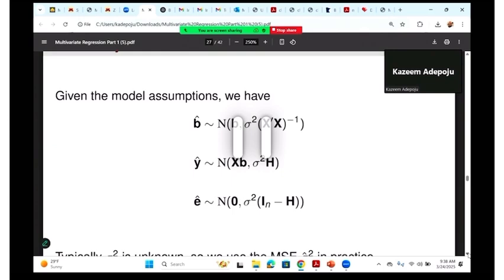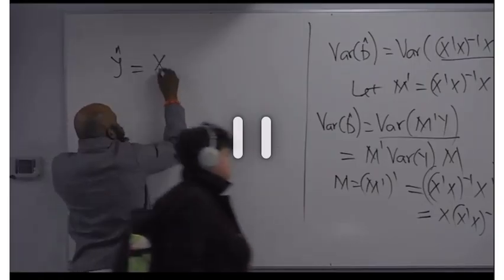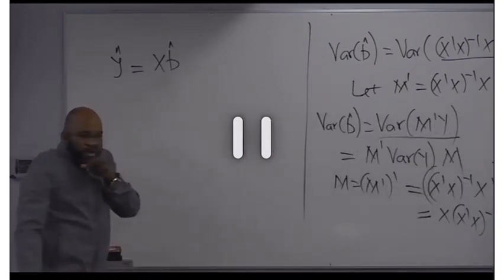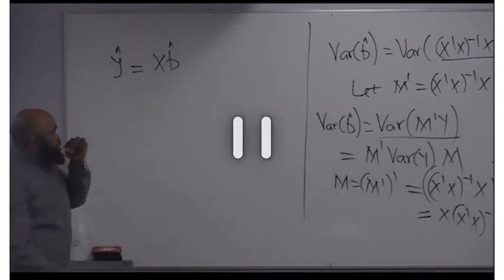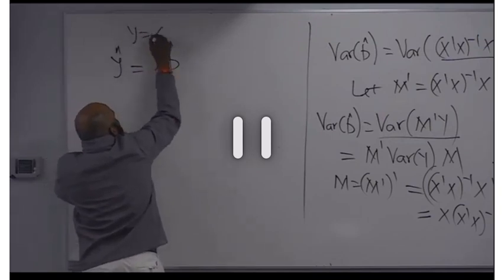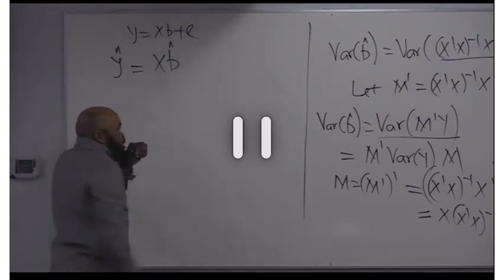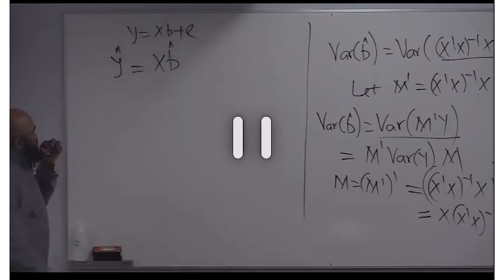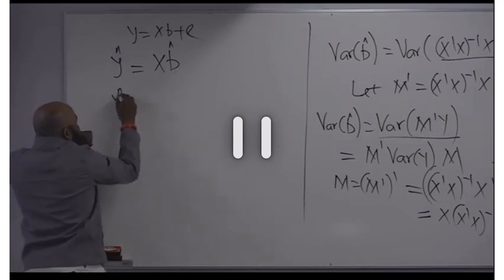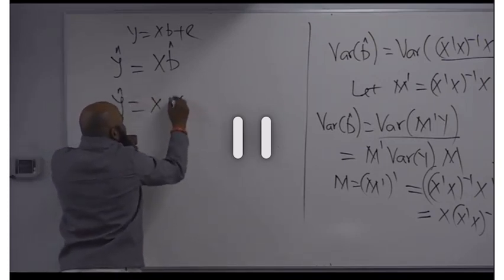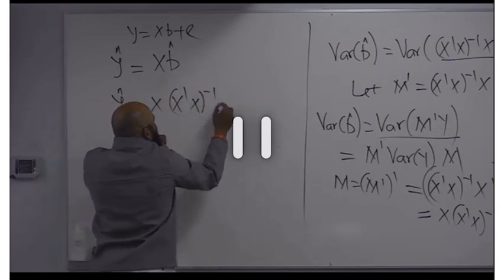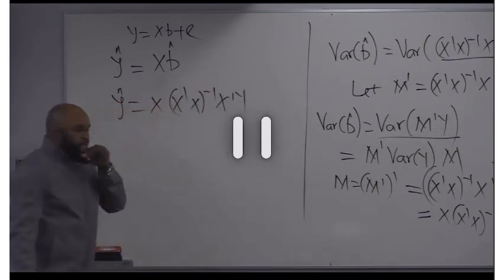The Y cap, you know, is X beta cap. You remember? You can remember from the model, Y equals X beta plus the error. The Y cap is this. Then Y cap is X, what is that? X transpose X inverse X transpose Y.